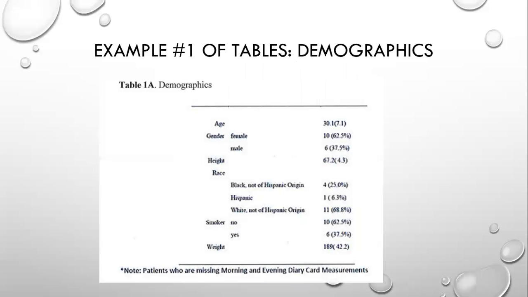Here is a demographics table. This is actually my table that I wrote for a publication. I'm sharing it with you because I can. So anyway, as you see here, you have variables. Some of them are distinct variables like gender, height, race, smoker. Okay, these are variables that are count variables, and they're accompanied by the count and the percent in parentheses.